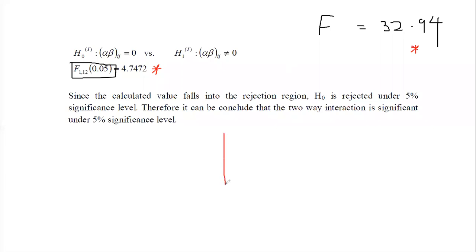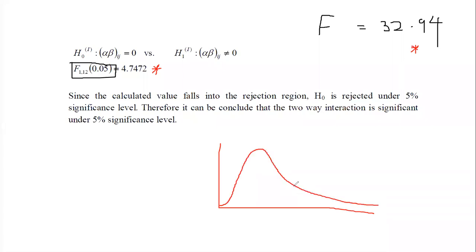It is because you are having the F table in this way, F distribution. Using the critical value, you have obtained it somewhat here. It was 4.7472, but the calculated value is somewhat far away from this in the rejection region, 32.94. You can simply say that this is the rejection region we are using, and this is the rejection region.